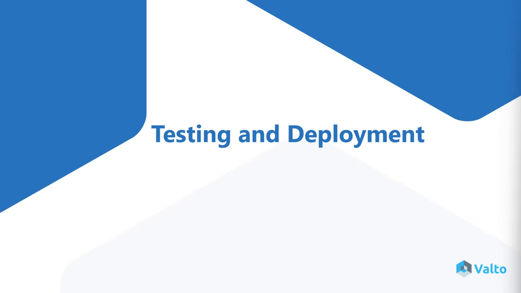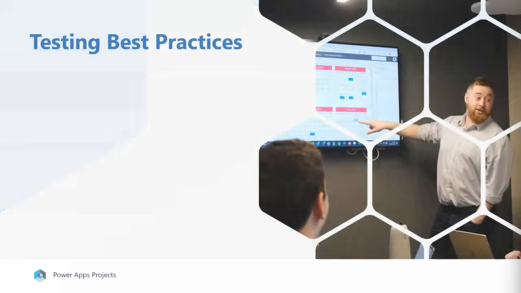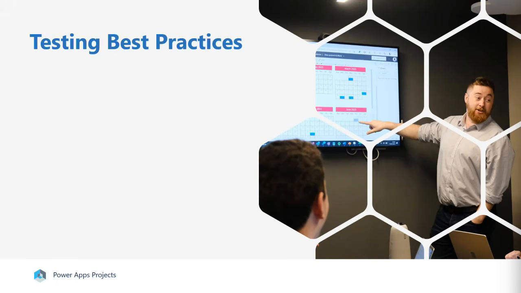So the next stage is testing and deployment. So again, breaking this down into a couple of different areas. The first being testing best practices. So what I would always suggest is that you define your test scripts before building. So what does good look like? Define what it needs to do before you've even built it. So say, for example, if it has to ensure that it flags to a user when it is saved and an icon pops up, define that before you even build your app.